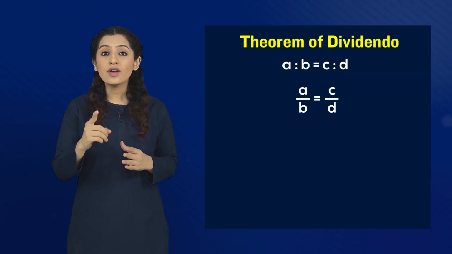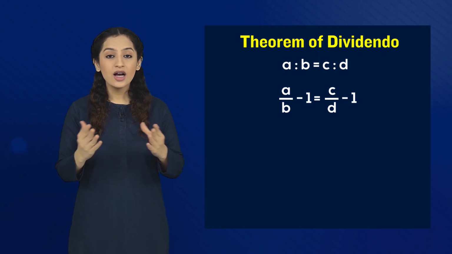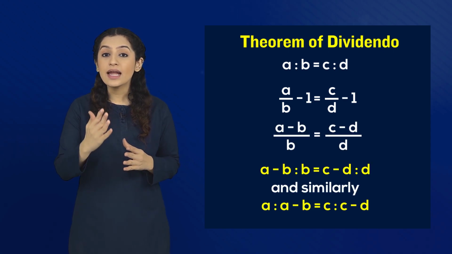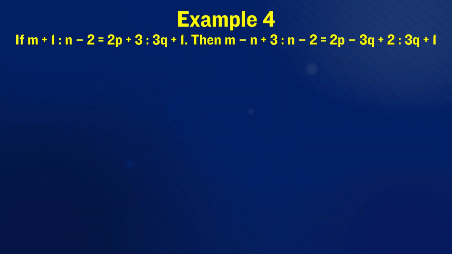Now, instead of adding 1 to both sides, what if we subtract 1? Well, that leads us to the next theorem known as dividendo. Example number 4 will show you how to apply it. We have to take these two ratios and get this. Start by converting the ratio form into fractions.